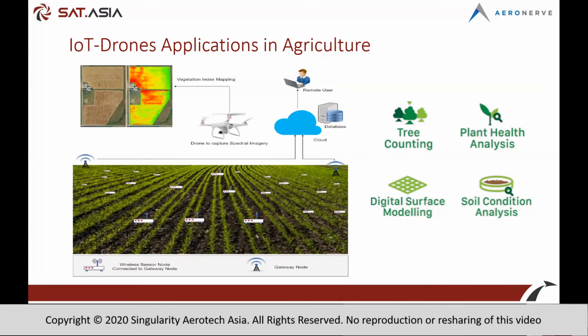Right. So drones, IoT drones. This is the term that people are coining on the internet. If you go search what is IoT drones, IoT drones is simply drones that are connected to the cloud, so you can actually access whatever the drone is doing.